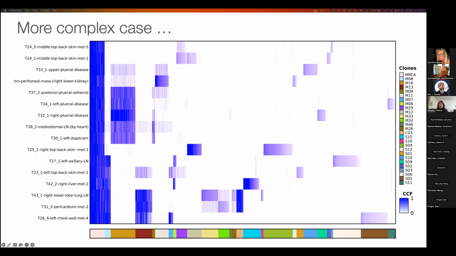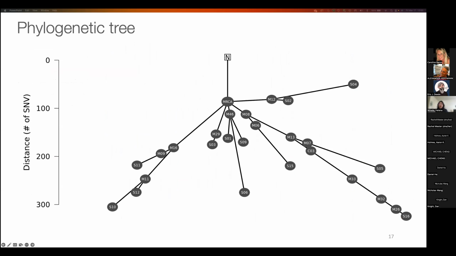And so here's an example of a more complex case. Here the clusters look a little bit more noisy, and it's not as obvious what the phylogenetic tree would look like. And this is where being able to implement the rules of subclonal reconstruction computationally becomes really valuable. And so this is what the resulting tree looks like. And again, this is way more complicated than the previous case. And it is also complicated to validate the actual results, which we're also working on.